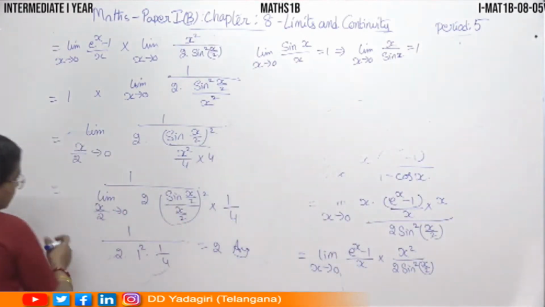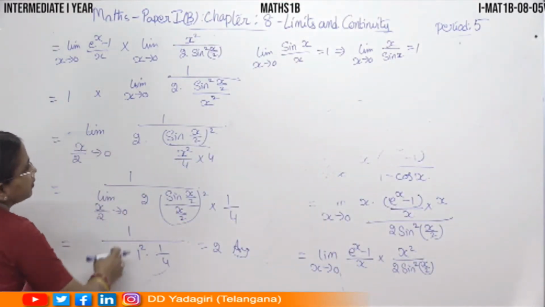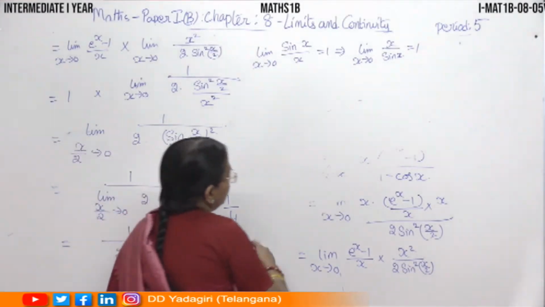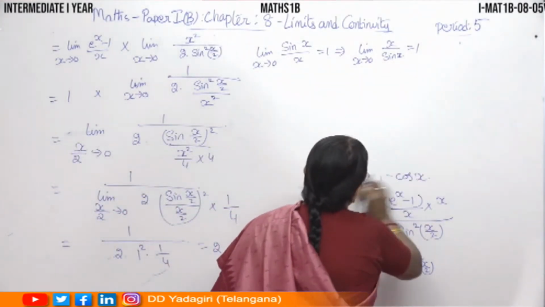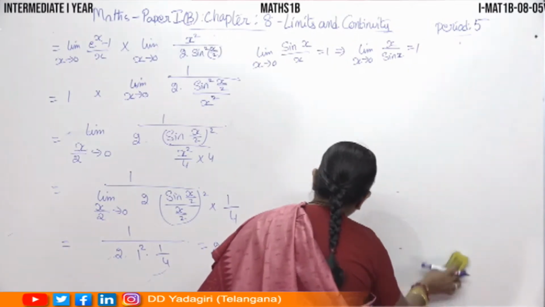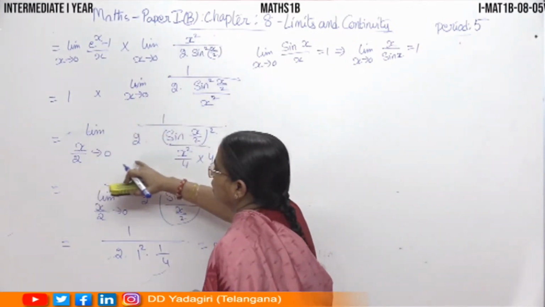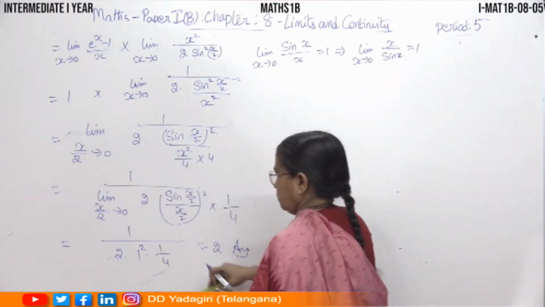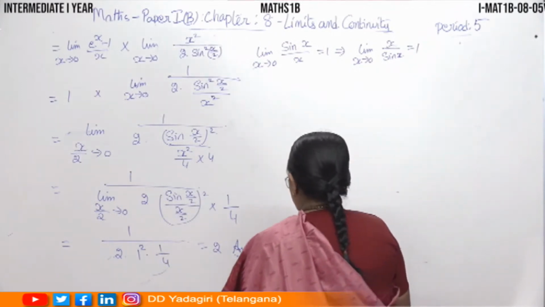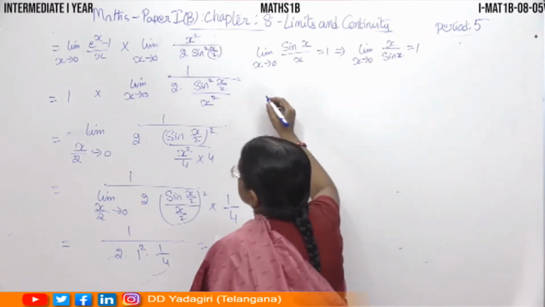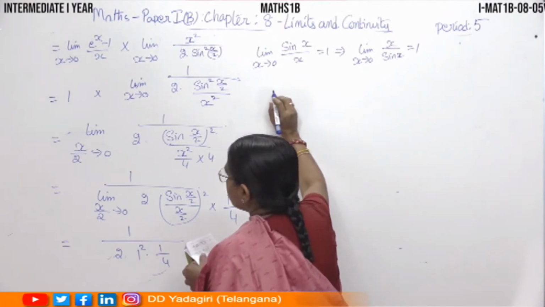So you can do like this. Okay, this problem is very important. If you are using this formula, then you need not bring it down, bring the limit to the denominator. Okay, next problem.